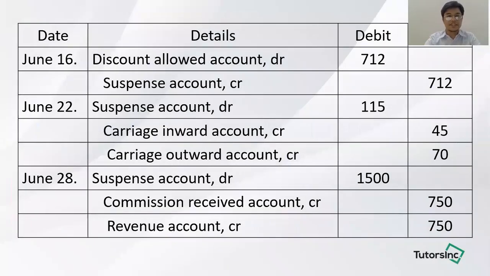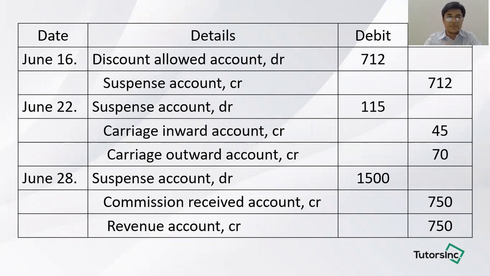So these are the journal entries that we had entered in order to correct the errors, and all these 3 have involvement of suspense account. So we are going to start with the first one. Discount allowed account was debited and suspense account was credited. In order to understand on which side of the suspense account the entry is going to be included, we have to see whether suspense account was debited or credited.